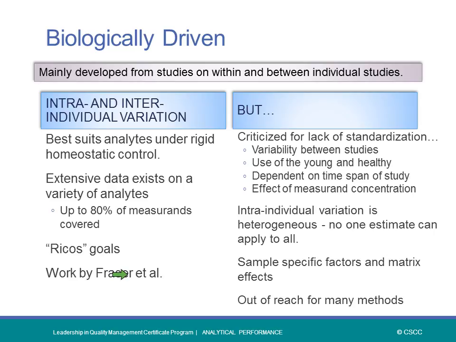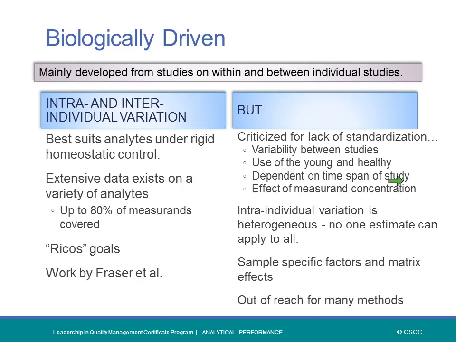However, the Milan conference was rather critical about this one as well, and basically that criticism surrounded a lack of standardization in developing some of the estimates of inter- and intra-individual variability. The use of young and healthy people, and the question of whether this data is particularly applicable to elderly and ill individuals. It's very much dependent on the time span of the study, and I guess the argument could be made, if the study was carried out over a year or so, would the estimates of within-individual and between-individual variability be somewhat different?